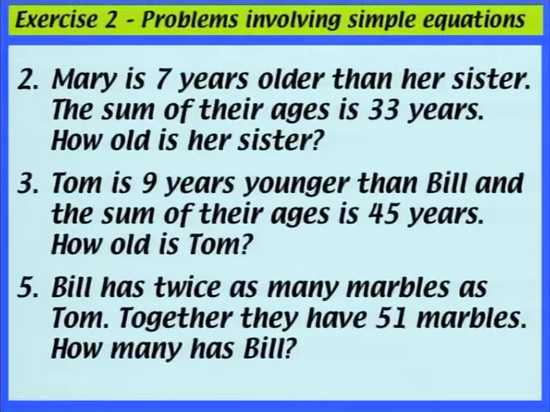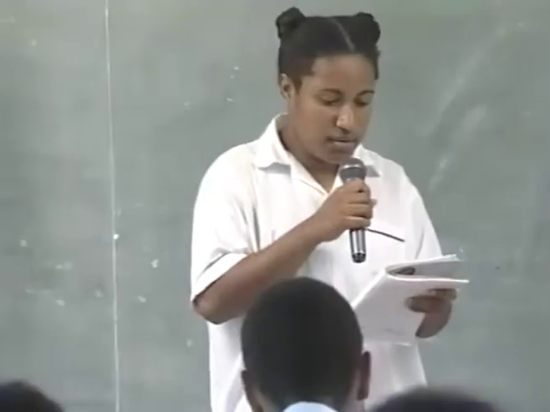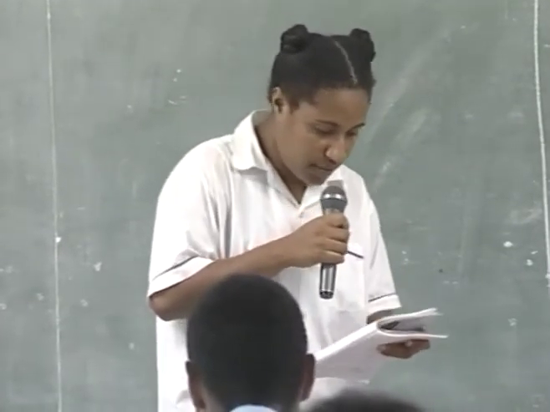The question reads, Mary is 7 years older than her sister. The sum of their ages is 33 years. How old is her sister?